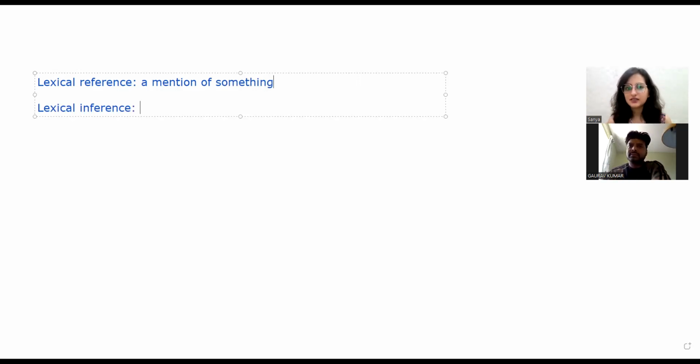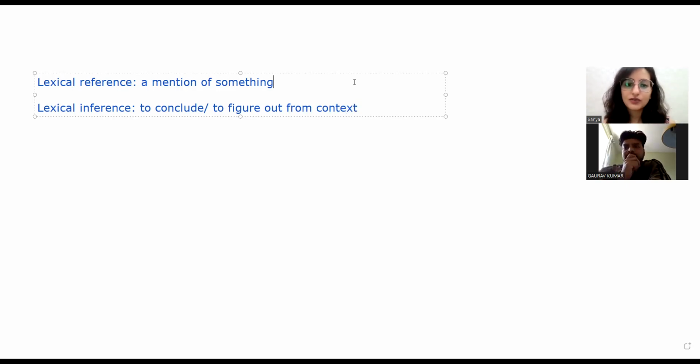What do you think inference means? Inference, I think, infer. What is infer? What does it tell about something? Particular things, I think. So basically it means to conclude or to figure out from context.